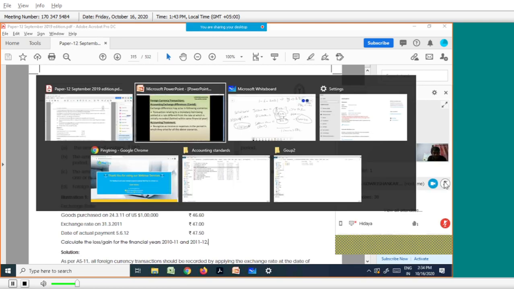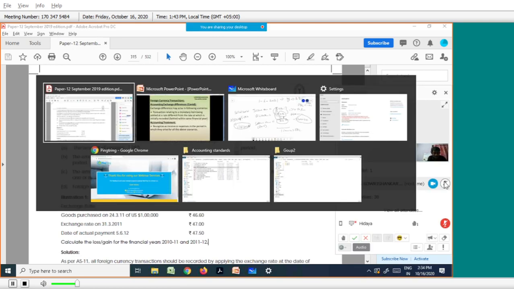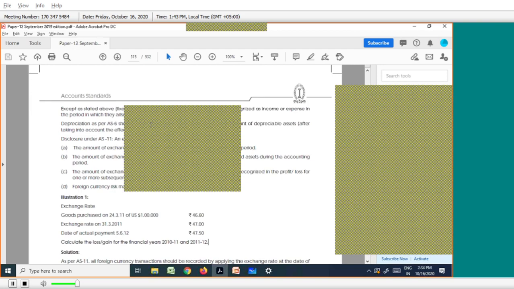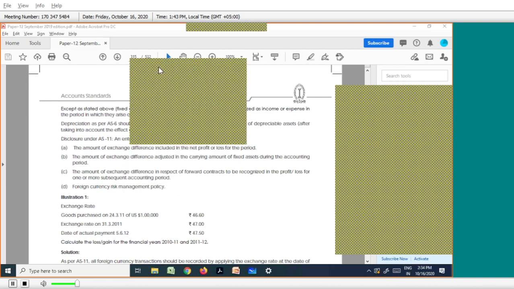So by reading the question, what are the things you should be able to understand? Exchange rate is given in the question, 46.6. Goods purchased on 24/3/2011 for US dollar at 46.6. Then the exchange rate is 47 rupees on 31/3/2011. Then the actual payment rate is 47.5. Date of actual payment is 5/6/2012, but take it as 2011. Okay, forget about 12. 5/6/2011, 47.5.